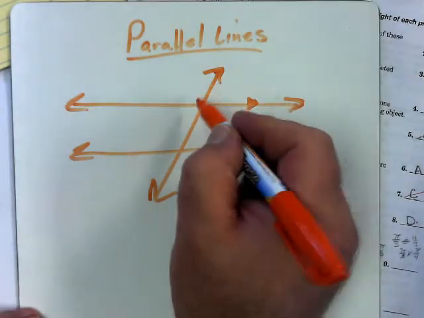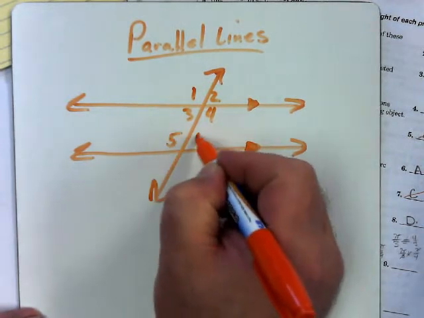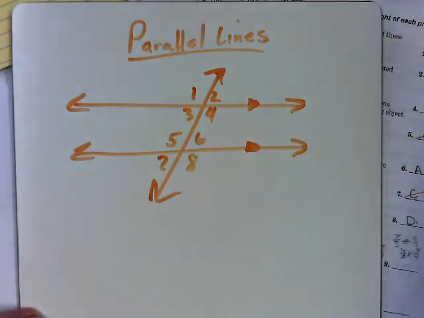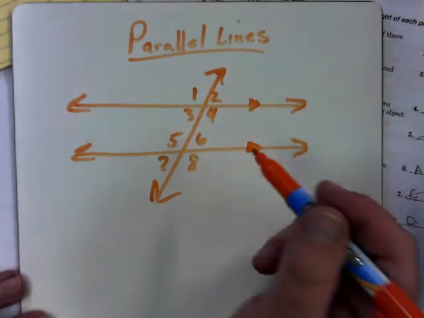It forms a bunch of angles: 1, 2, 3, 4, 5, 6, 7, 8. Just like yesterday. Looks almost exactly like it, doesn't it? Except yesterday we made general names of things such as corresponding angles, alternate interior angles, consecutive interior angles, etc. Right? Agree with all that? Okay.